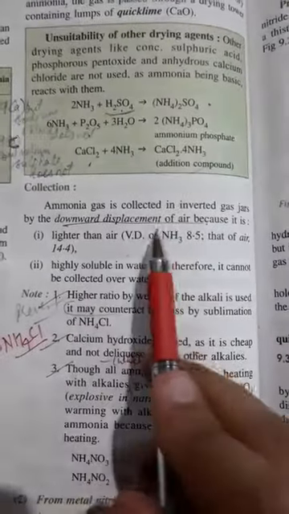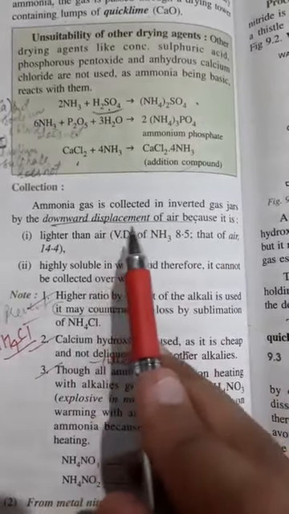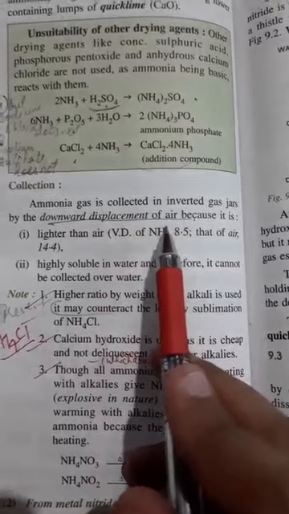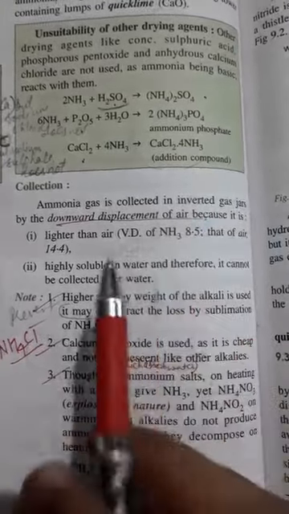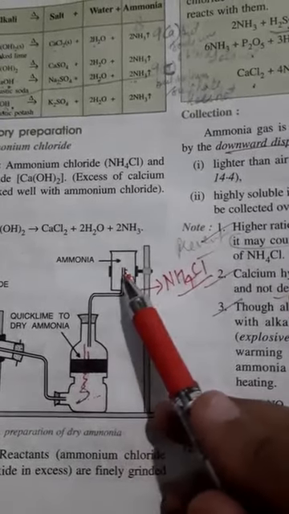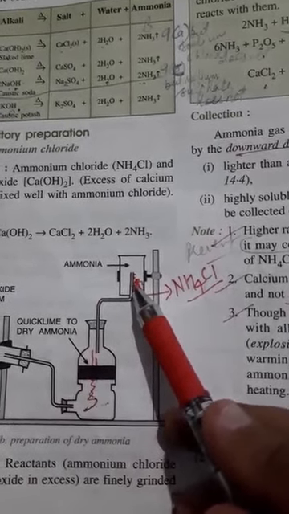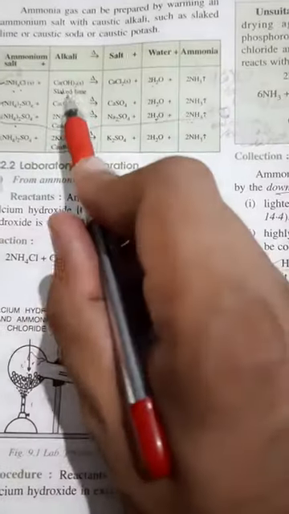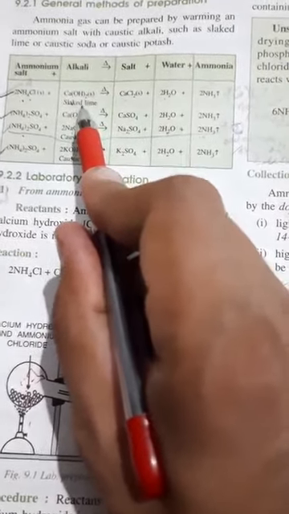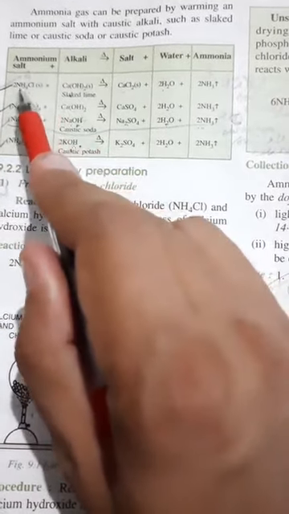Now, collection of ammonia gas. Ammonia gas is collected in inverted gas jars by downward displacement of air, obviously not in a chamber where water is contained, because ammonia is highly soluble. The ammonia gas collected in this chamber is highly soluble, understood? And a higher ratio by weight of the alkali should be used, means its weight should be large, so that ammonium chloride is mixed with the calcium hydroxide properly.